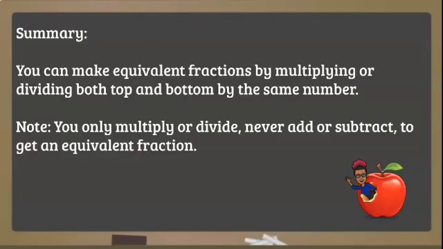So, summary here. You can make equivalent fractions by multiplying or dividing both top and bottom by the same number. Note, you only multiply or divide, never add or subtract, to get an equivalent fraction.